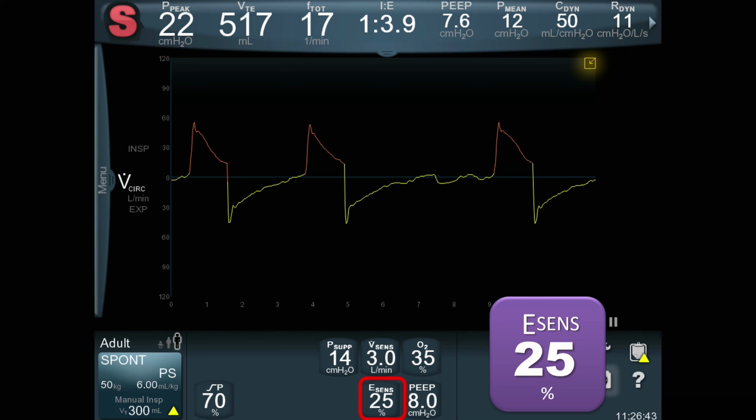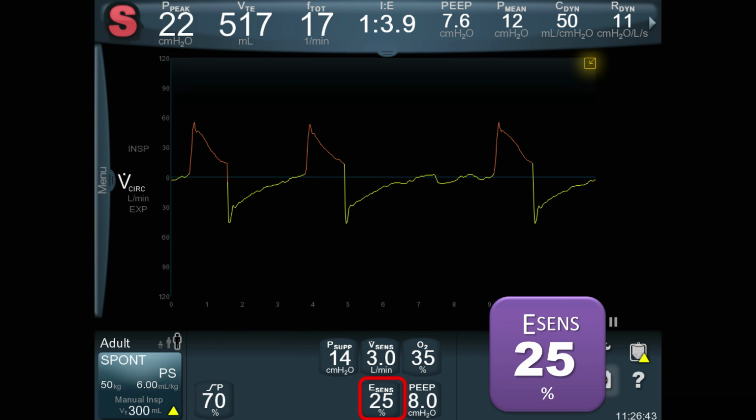Think about the way you breathe. If you take a large breath, usually inspiration is rapid and expiration follows quickly afterwards. If you take a short, slow breath, inspiration is slower and you tend to hold the breath in longer. That's the concept behind pressure support flow cycling.